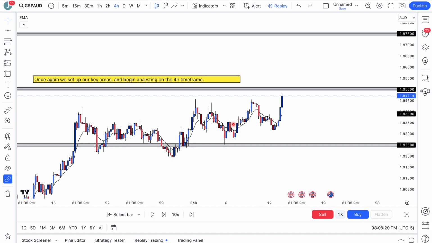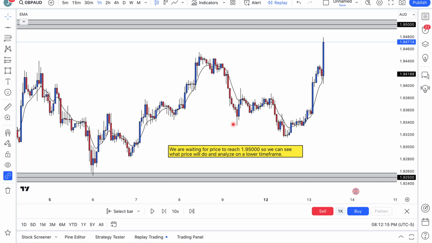Once again, we set up our key areas and begin analyzing on the 4-hour time frame. We are waiting for price to reach 1.9500 so we can see what price will do and analyze on a lower time frame. So we want to wait for price to reach one of our key areas, because we cannot trade price when it's in the middle of nowhere. Like price right here, you could look at this lower high, but we can't really trade it with confidence. Once price gets here, we could be like, boom, rejected, created a lower high right here, enter here, boom. But we can't really trade when price is in the middle of nowhere.